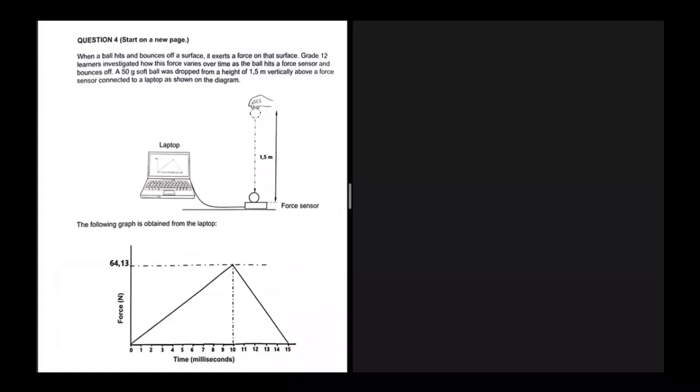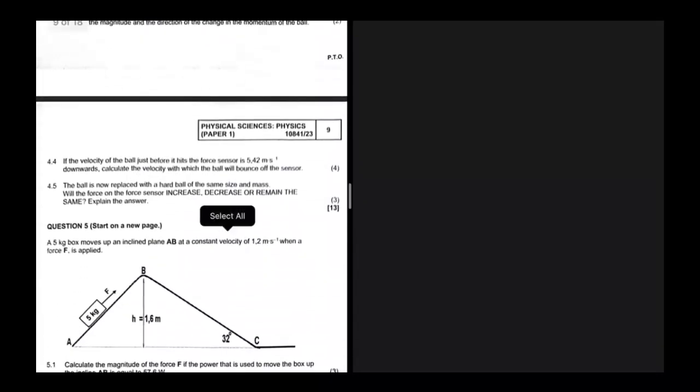I hope you're not one of those people that just memorize definitions without knowing exactly what they mean. So here in question 4, the only question I would understand if you got it wrong is 4.5.